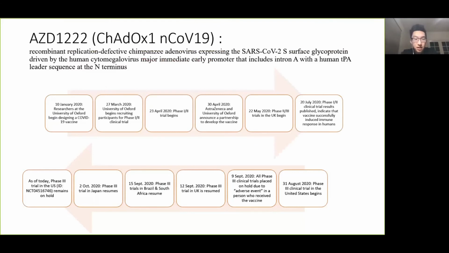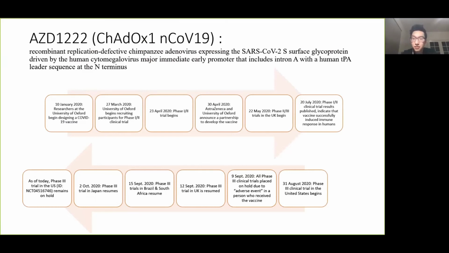Here we present a timeline of the AZD1222 vaccine. Development of the AZD1222 vaccine began on January 10, 2020, during the early stages of the COVID-19 pandemic, when researchers at the University of Oxford began designing a vaccine to immunize humans from SARS-CoV-2. By March, the University of Oxford had begun recruiting participants for its phase 1 clinical trial and commenced the trial near the end of April. After AstraZeneca announced an agreement to produce the vaccine with Oxford, the first of multiple phase 2-3 clinical trials began late in the month of May.